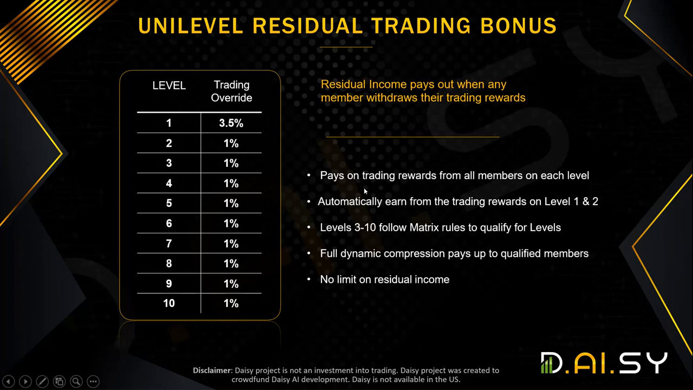Of course, if you want to get paid on all 10 levels, you need to have opened up all 10 levels. That means in my case, for example, right now, I'm stopped here at tier 6. I'll only be paid all the way to tier 6. If I want to be paid on all 10 levels, whenever I make enough money, I will go ahead and buy the next tier. Whenever I make more money, I go ahead and buy the next one, all the way until I can open up my 10th level. Then I can sit back and relax, right? So full dynamic compression pays up to qualified members. No limit on residual income.